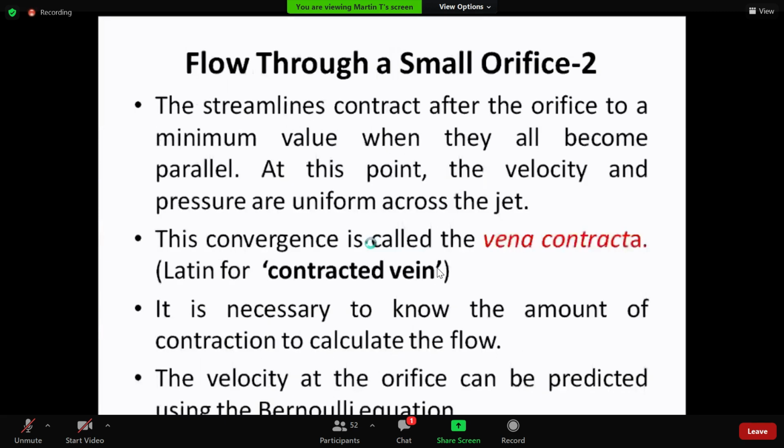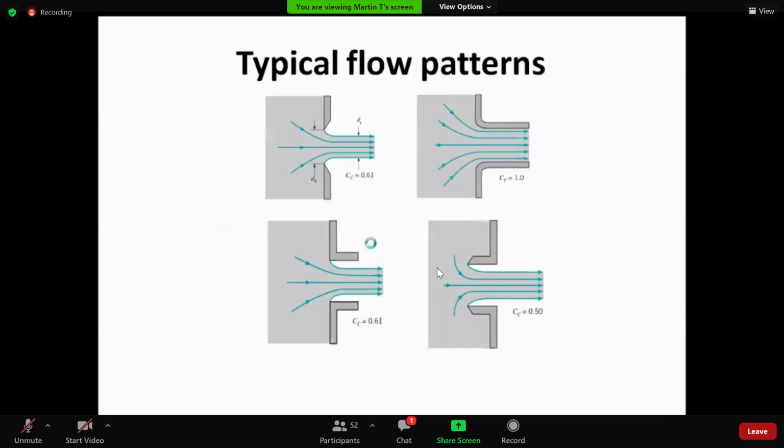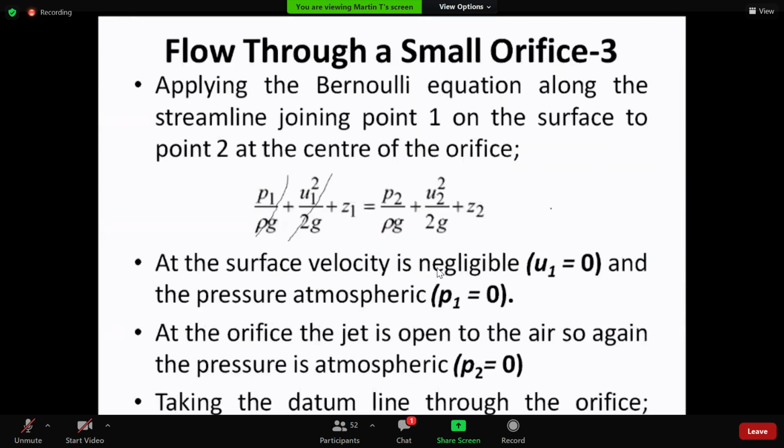Now, the orifice is also open to the atmosphere, which is at gauge pressure 0. So P2 is also 0. Okay, so we remain with Z1 equals U2 squared over 2g plus Z2.